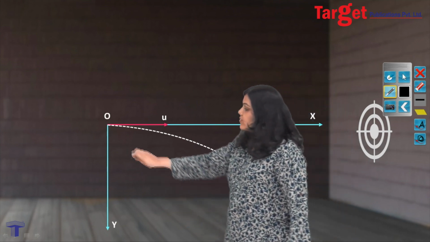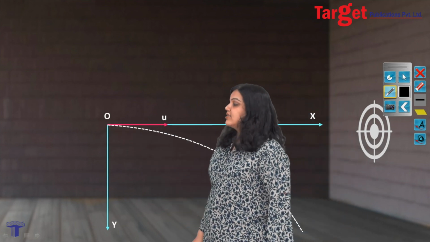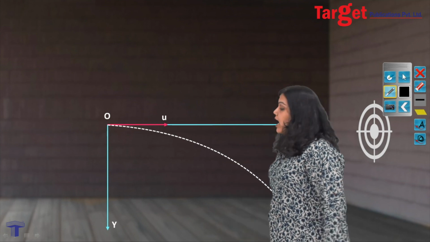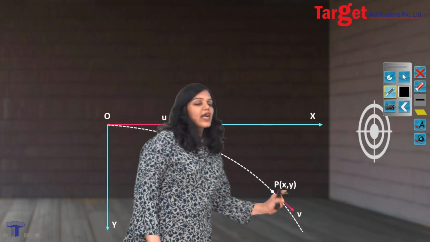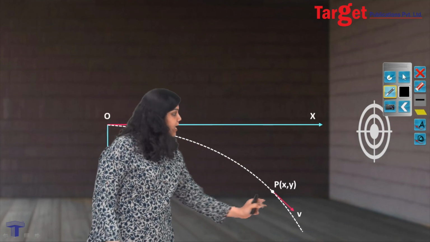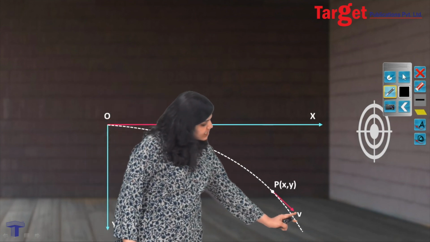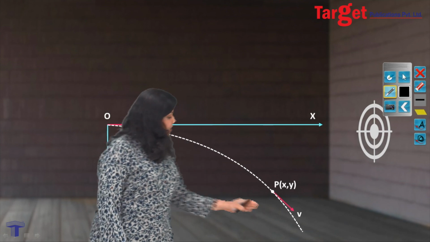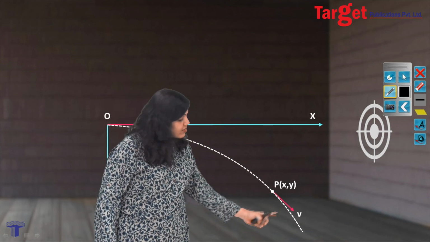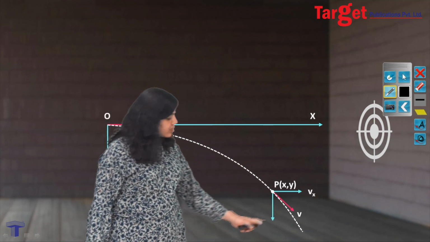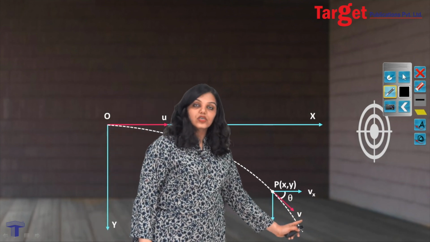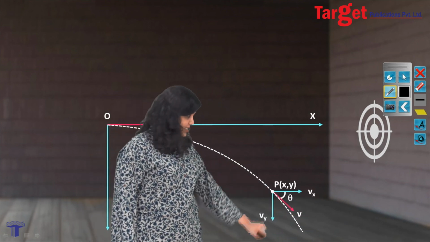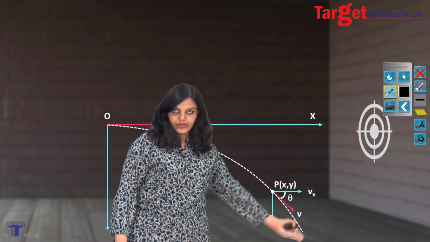Now here, as you can see, the velocity initially is only horizontal, that is, it is only along the x direction. After some time, this object will come to a point P(x, y), some random point in its path that we have chosen. At this point, the velocity is no longer horizontal because it is moving like this. At this point, I can resolve the velocity into Vx and Vy, and this theta is the angle that the velocity of the object makes with the x-axis at any point in the motion.